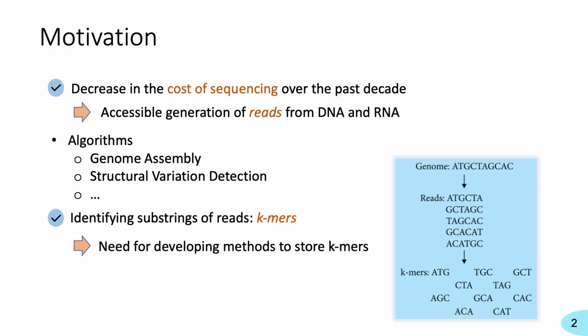The decrease in the cost of sequencing over the last decade has led to more accessible generation of reads from DNA and RNA data. Many famous bioinformatics algorithms such as genome assembly or structural variation detection have been based on identifying short, fixed-length substrings of reads, which are called k-mers. Hence, there has been a growing need for developing methods to store these k-mers that can support various queries. For example, as demonstrated in this figure, the genomic reads are segmented into 3-mers, which will be stored to represent the genome.